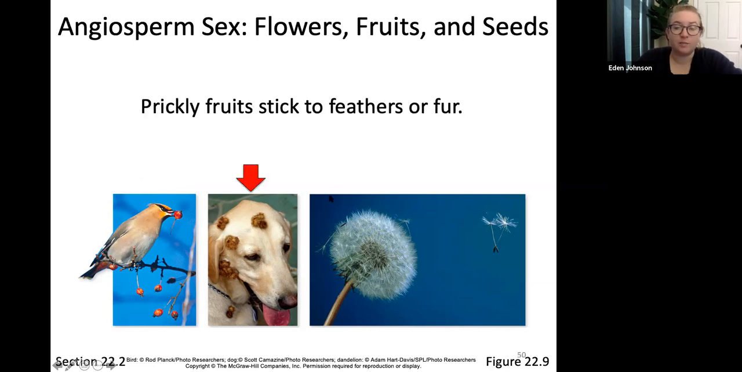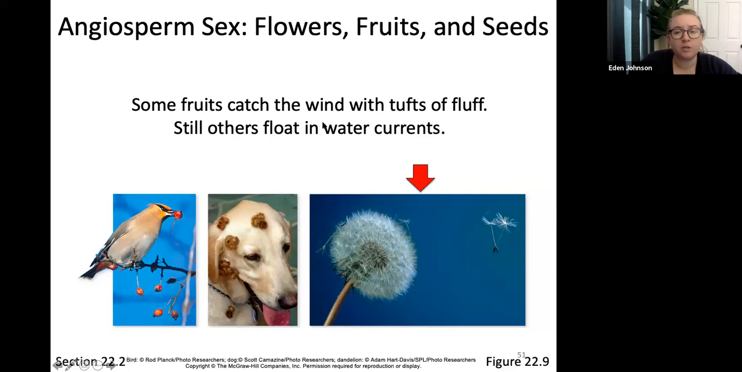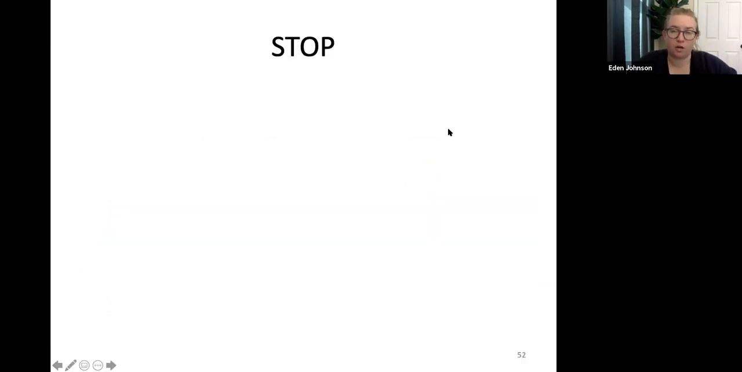Then you can have these prickly fruits, like these burrs that stick to feathers or fur. What happens with these? Your freaking dog gets its face into places where it shouldn't be. It's got burrs all over its body. Next thing you know, they're dropping off in different places. Some fruits catch wind with tufts or fluff, like a dandelion, okay? Here's a fruit that is attached to a freaking seed. The goal, again, is dispersal. Others float off in water currents.